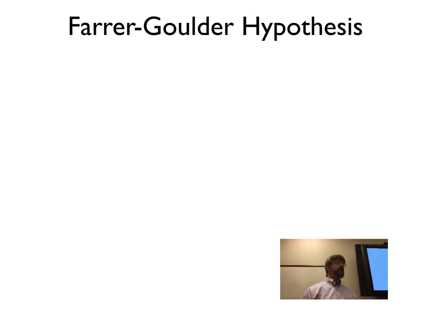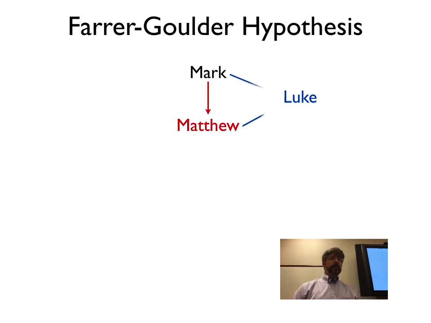So the final model is the Farrer-Goulder hypothesis, which is that Mark came first, Matthew used Mark, and Luke used both. Right? In this one, we don't need Q because you can explain the commonalities between Matthew and Luke on the grounds that Luke just got them from Matthew. Okay?